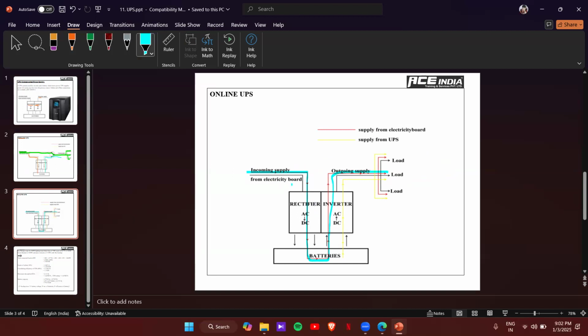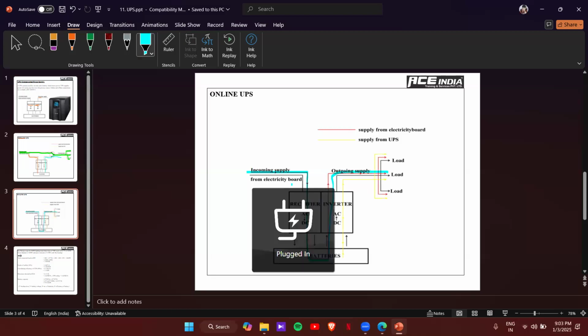Same as when you are charging the laptop and using the laptop at the same time. The battery charges, and at the same time we can use the load as well.